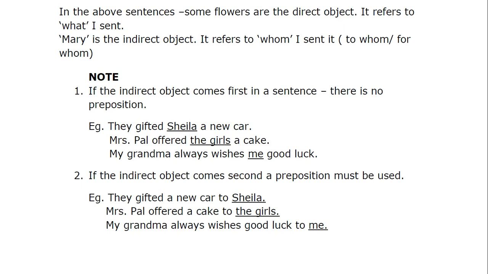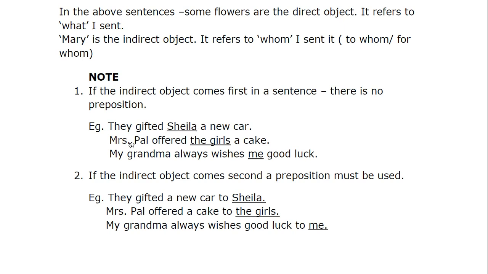For example, they gifted Sheila a new car. Mrs. Pal offered the girls a cake. My grandma always wishes me good luck. Now, if you see, what comes first? The indirect. Whom? Yes, whom? So they gifted Sheila. Whom they gifted? Sheila. What did they gift? A new car. So here there is no preposition. Is it to or for? No, it's not there in the sentence.